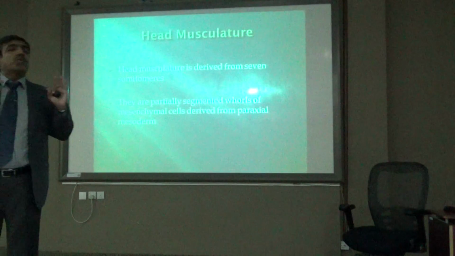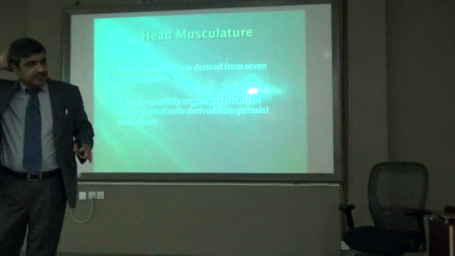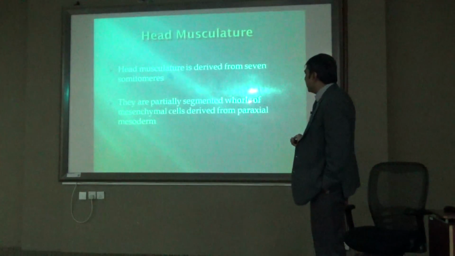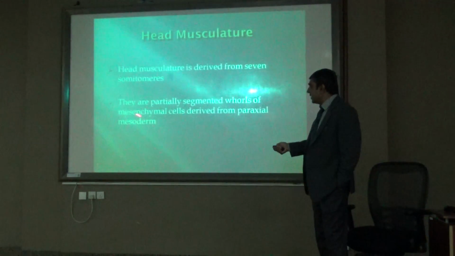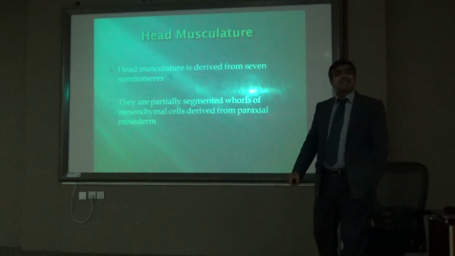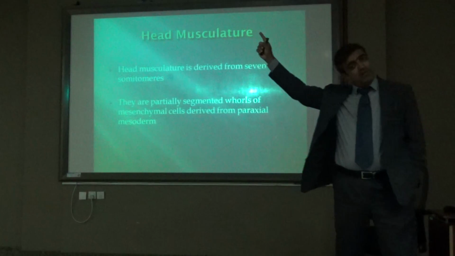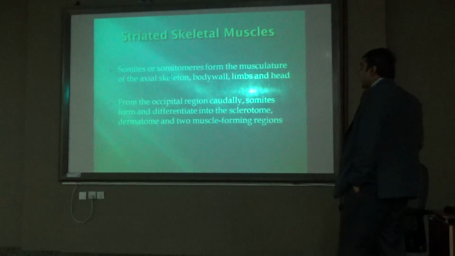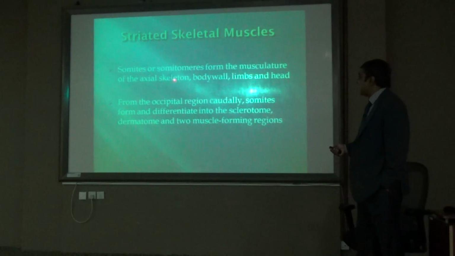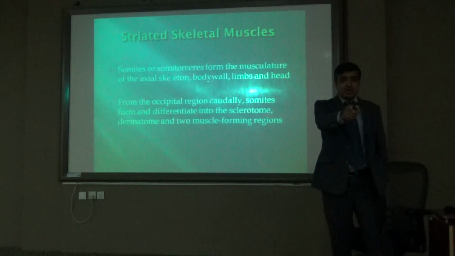They only contribute in the formation of the head muscles. They are partially segmented whorls of connective tissues. Whenever I say mesenchymal cells, they are connective tissues derived from the paraxial mesoderm. Paraxial mesoderm is the same which forms the somites. Somites or somatomeres form the musculature of the axial skeleton, body wall, limbs and head, as I explained on your body.